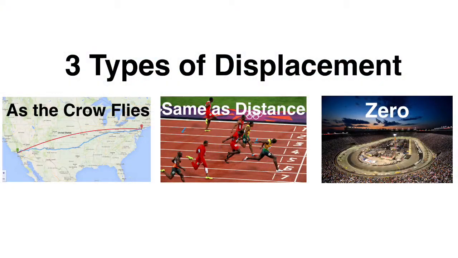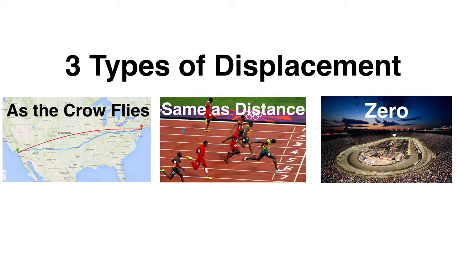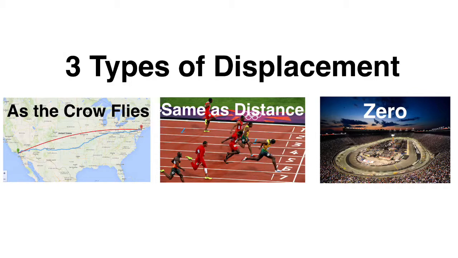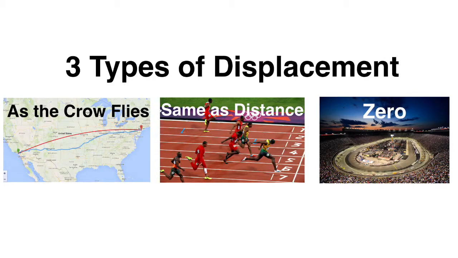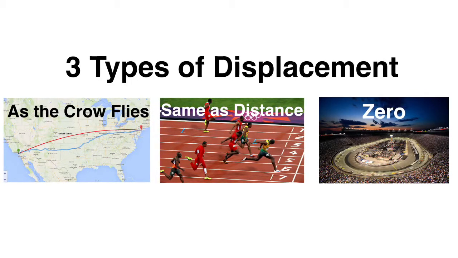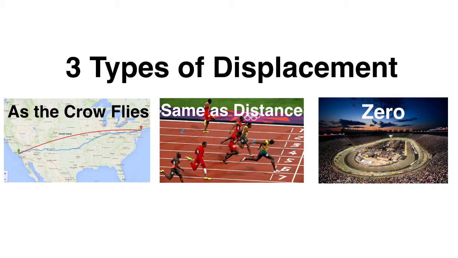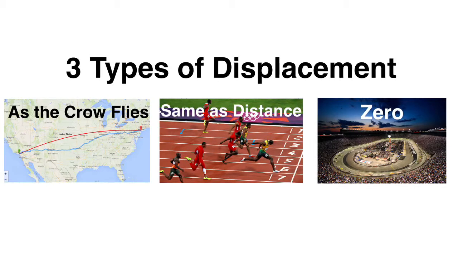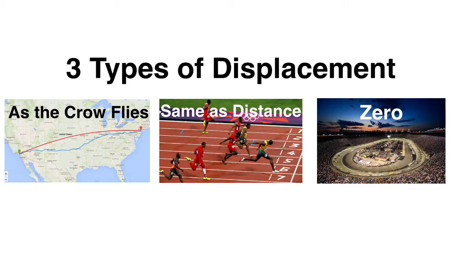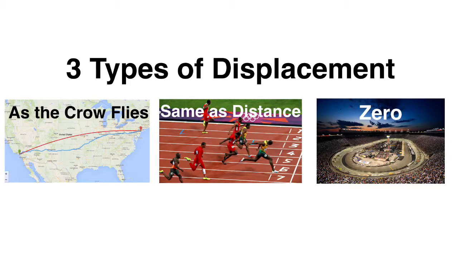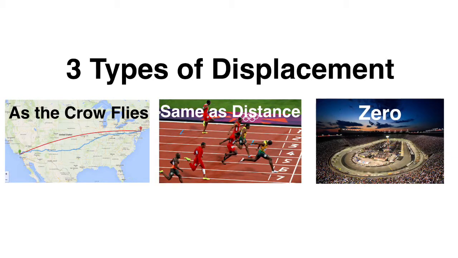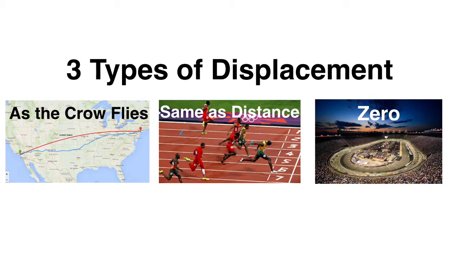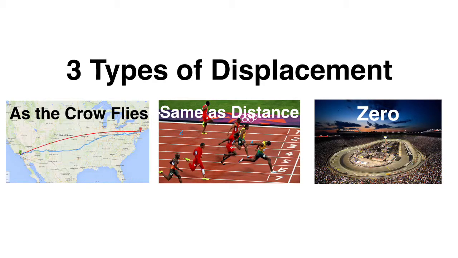To review those 3 types of displacement, remember the first one is where the distance and the displacement are different. The distance could be longer, but the displacement is this straight line between the final point and the starting point. The second example is when the displacement and the distance is the same because the object traveled in a straight line in one direction. The third type of displacement is when the displacement is 0 because the object started and finished in the exact same position.